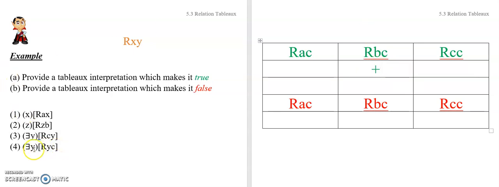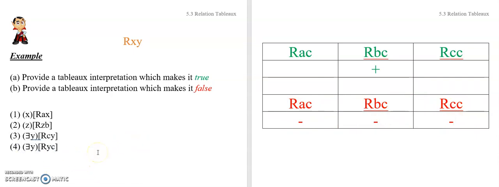But suppose we wanted to make it false that at least one thing loves C. Well, then A can't love C, B can't love C, and C can't love C. So if it's false that at least one thing loves C, then nothing loves C, right? And so this would be the only possible solution in 3 objects for making sentence 4 false.